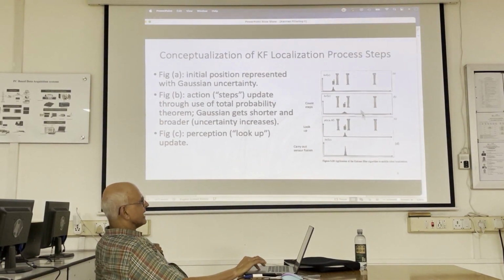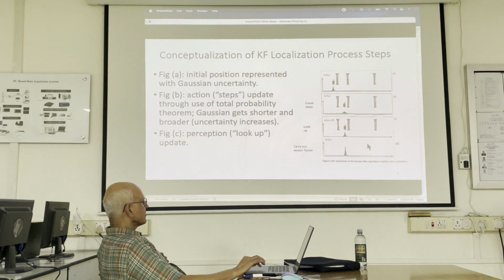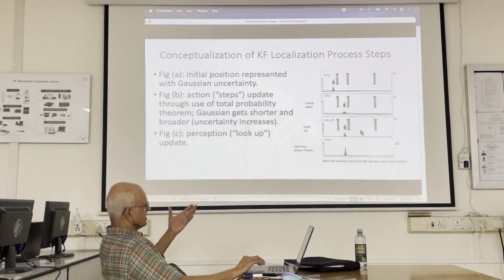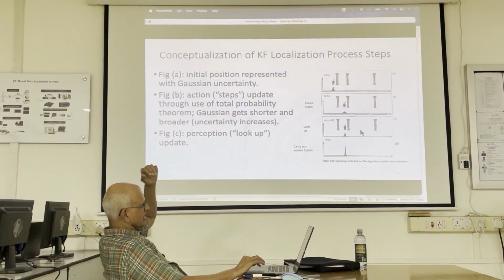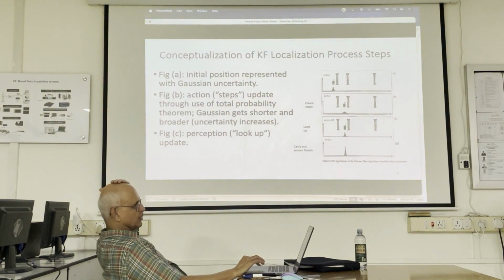Now this is an excellent conceptual figure. I don't know whether this guy came up with it or it was in some original paper. This guy meaning Siegwart. This is from the textbook of a guy called Siegwart who works in Switzerland.